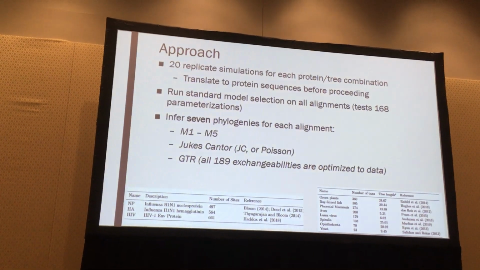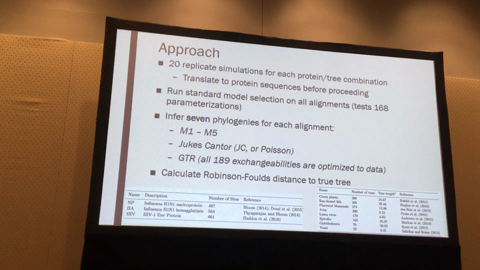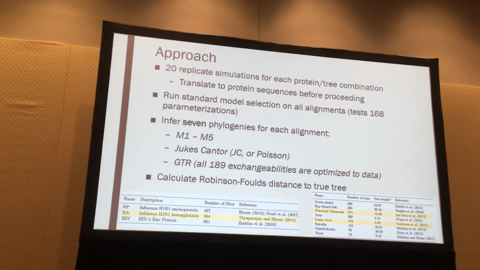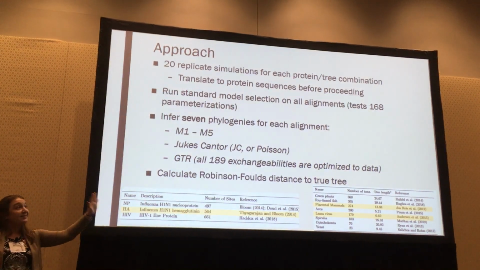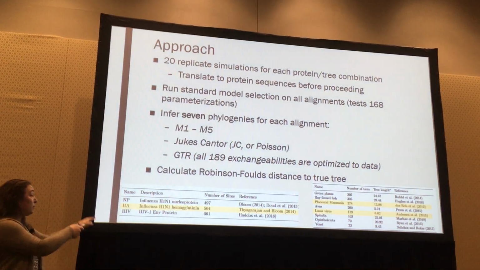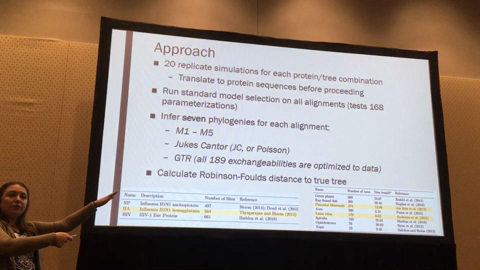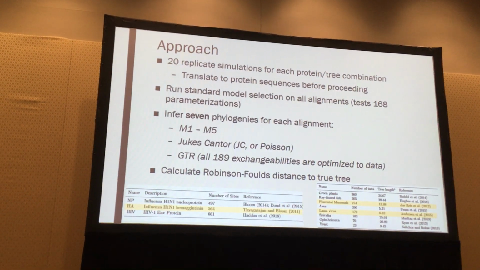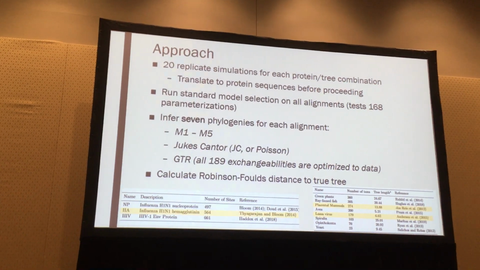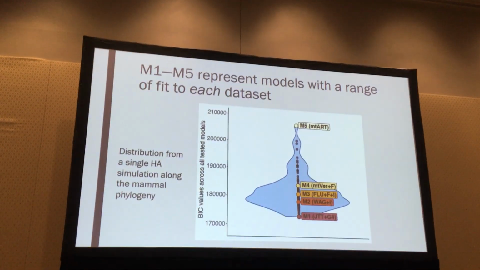So what's that? Oh yes, and then I calculate Robinson-Foulds distance to the true tree. And in general, interestingly, results are actually pretty consistent across all simulations. So I'm just going to show you a subset of results for the rest of the talk, just from the mammal tree and the Lassa virus tree simulated with hemagglutinin parameterization. So that M1 through 5, what is it?